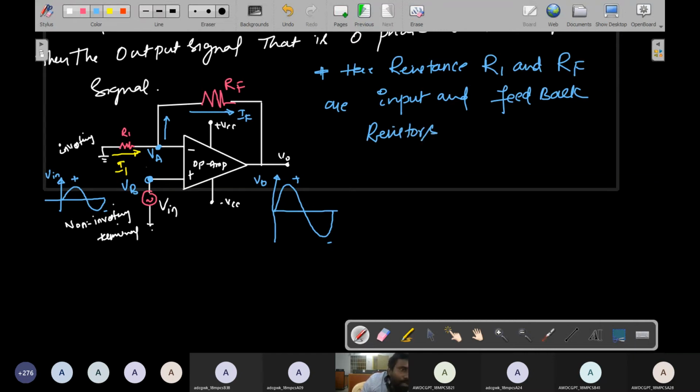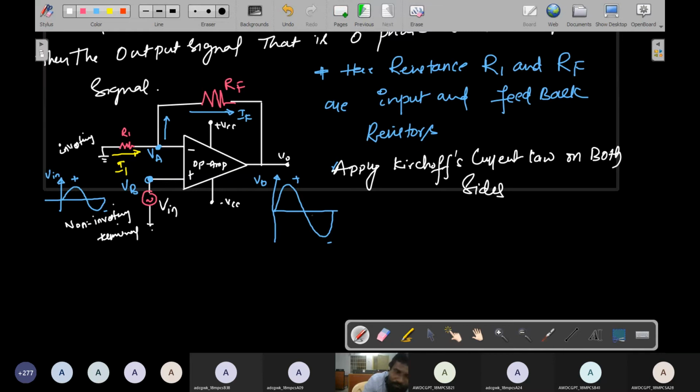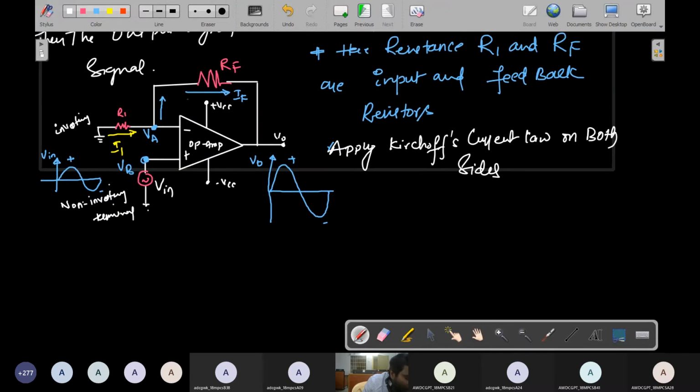Now I am applying the same principle I applied on the previous page, Kirchhoff's current law, KCL. If you apply Kirchhoff's current law on both sides, what will happen? The sum of the entering currents is equal to the sum of the leaving currents.